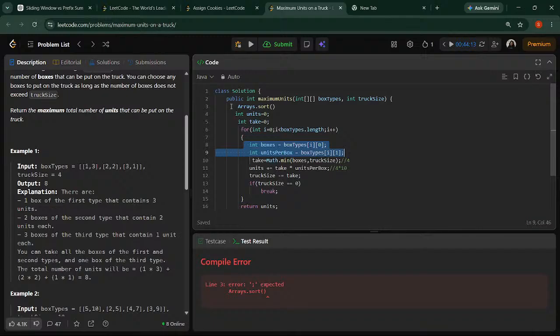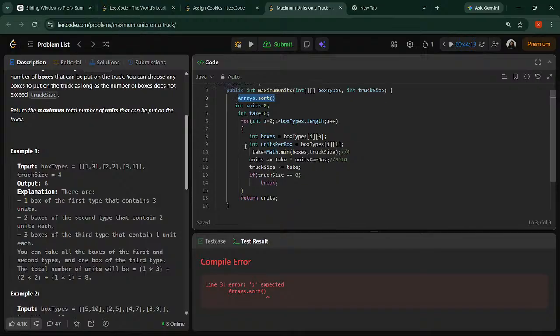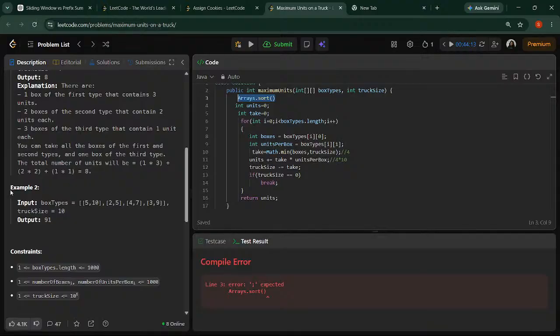Okay, we have to sort the first column only. This is what I just figured out after doing this much trial run. We have to sort the first column only because we need to put the minimum number of boxes first. Fine, we have to find the minimum number of boxes. Then do the dry run for the next example. Okay, I will try 5 comma 10, 2 comma 5, 4 comma 7, 3 comma 9.